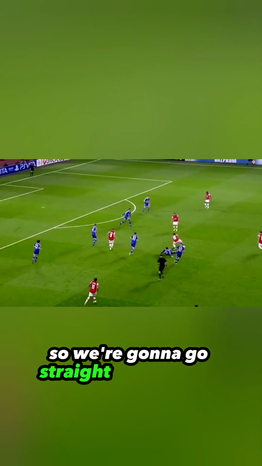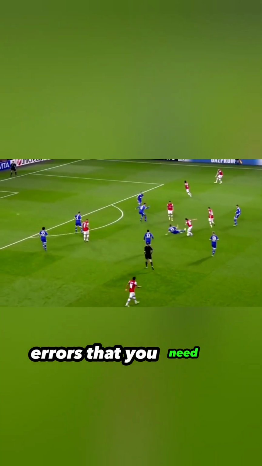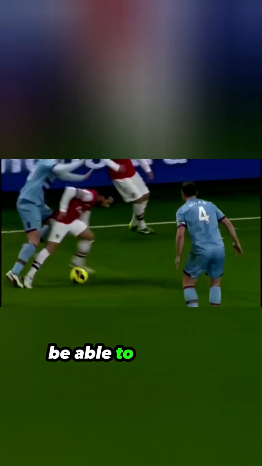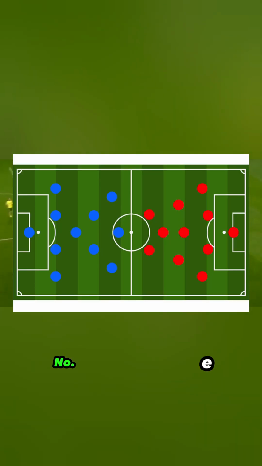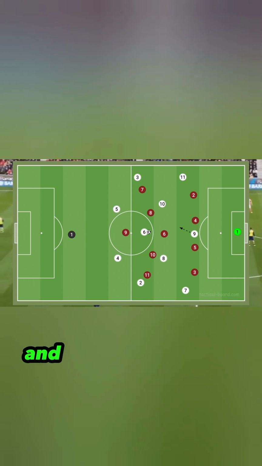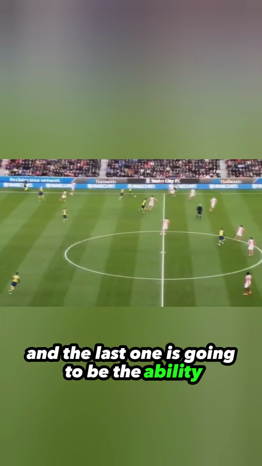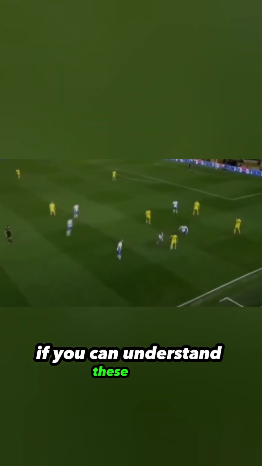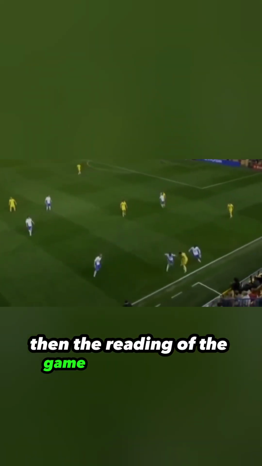So we're going to go straight into the 4 areas that you need to be able to understand to be able to read the game efficiently. Number 1 is analyzing formations. Number 2 is going to be defensive organization. Number 3 is going to be player roles, and the last one is going to be the ability to recognize attacking patterns. If you can understand these 4, then the reading of the game will be very simple.